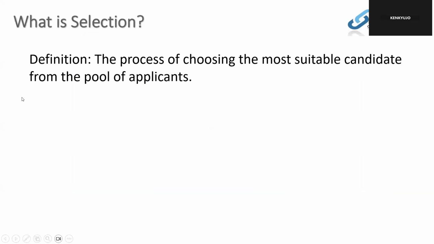Then what is selection? The definition of selection is the process of choosing the most suitable candidate from the pool of applicants. As we discussed previously, there can be external sourcing and internal sourcing. Based on that sourcing activity, the organization can create an applicant pool. From that applicant pool, selecting the best suitable candidate for the particular job is called selection.